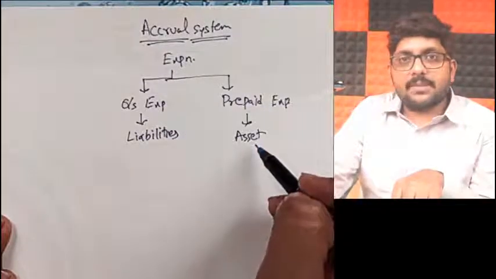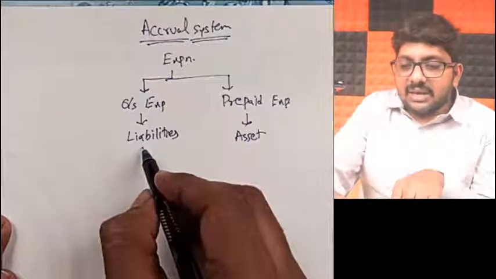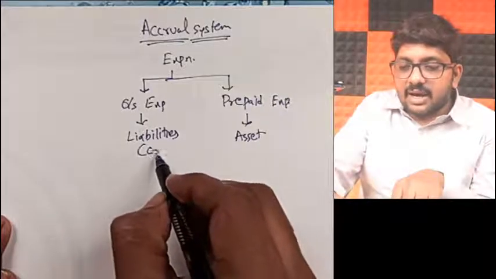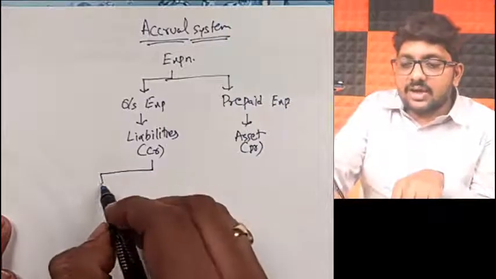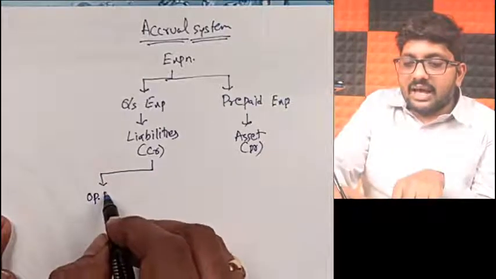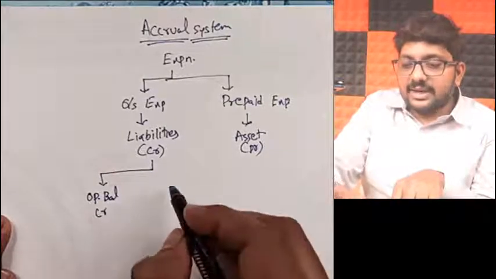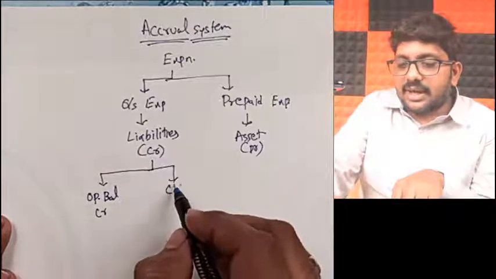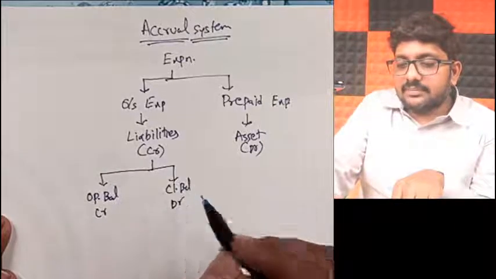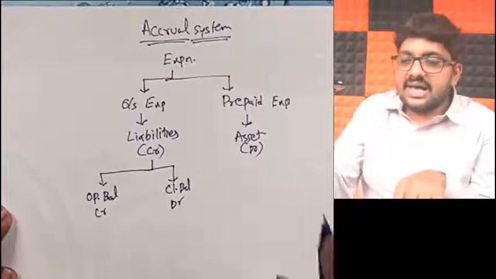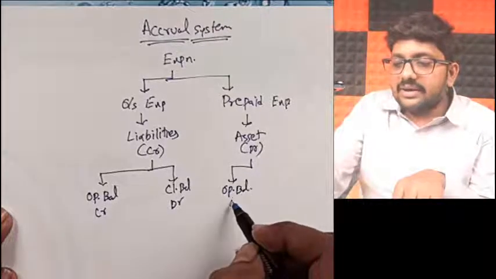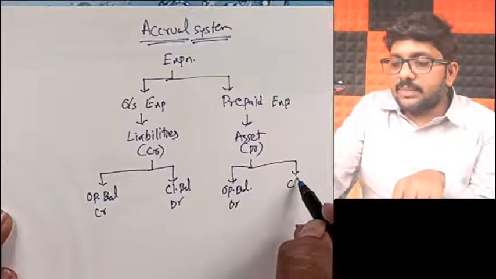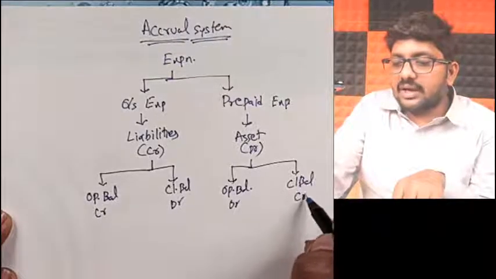Now, outstanding expense is a part of liabilities. Prepaid expense comes under part of assets. It means liabilities will be having which category? Credit category. Assets will be having debit category. If a liability has an opening balance, it will be on the credit side. Closing balance will be on the debit side. Similarly, for an asset, what happens? Opening balance will be on the debit side. Closing balance will be on the credit side.